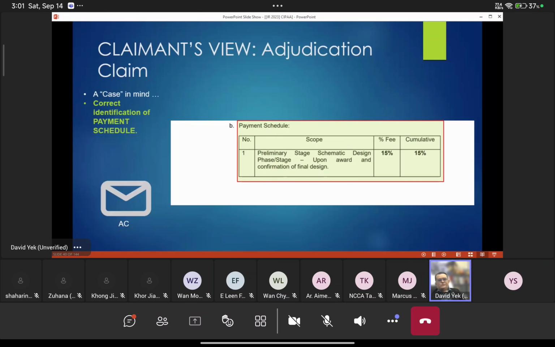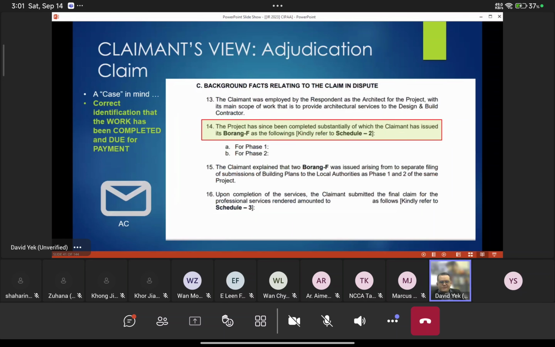For example, the payment schedule. Very important. You have to put in the payment schedule. You have to let the adjudicator know when it is timely to be paid. So you have all these things in. Then you have to describe the background relating to the claim in dispute. For example, you have to say that this one is actually a design and build project. That's why you have all these things.